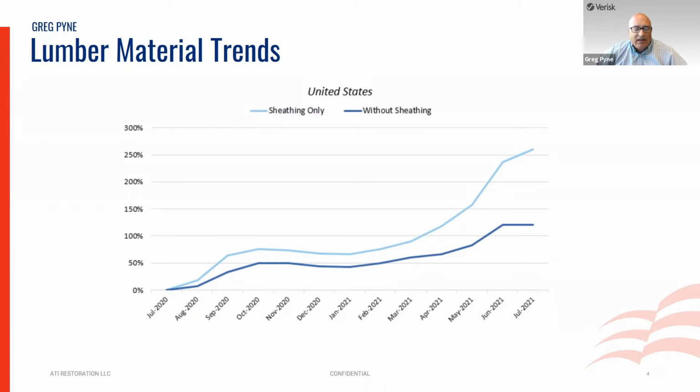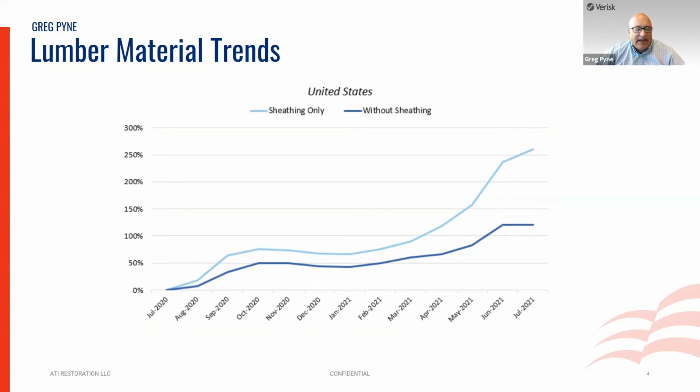Again, starting in that July, August timeframe, we started to see an increase. If you compare July of last year to July of this year, we've seen over a 250% increase on common sheathing items for the material pricing, and over 100% increase in non-sheathing items. So prices have just moved drastically.